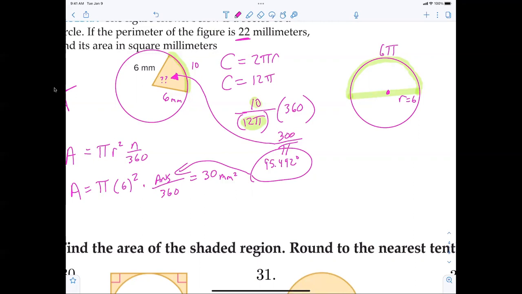Arc. Well, what's the whole circumference? So the whole circumference is 12 pi, right? Yeah. Because it's 2 pi r, right?